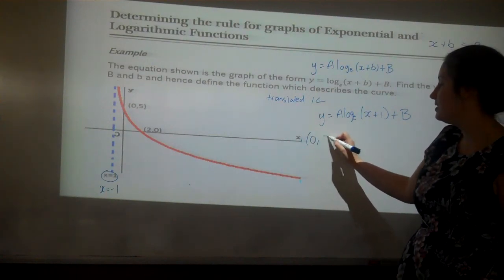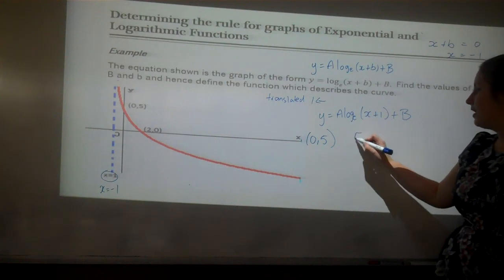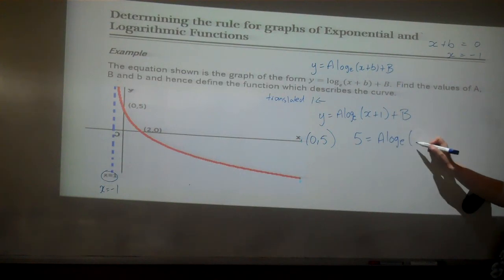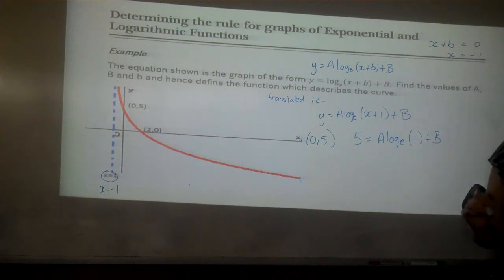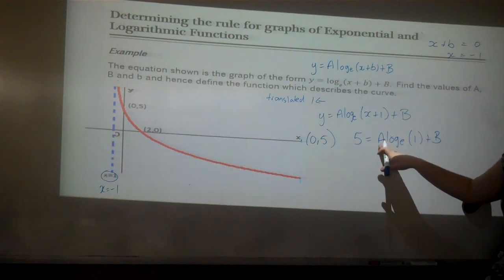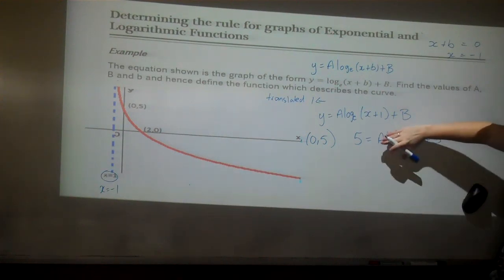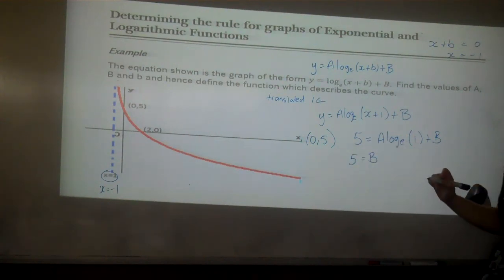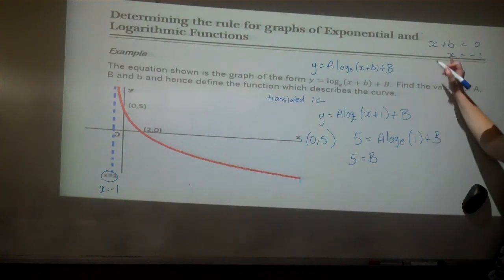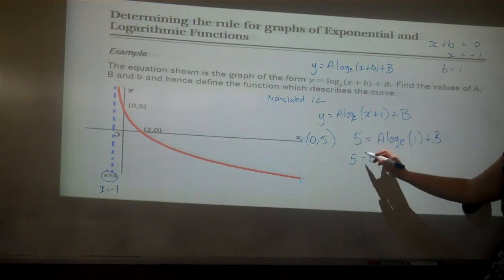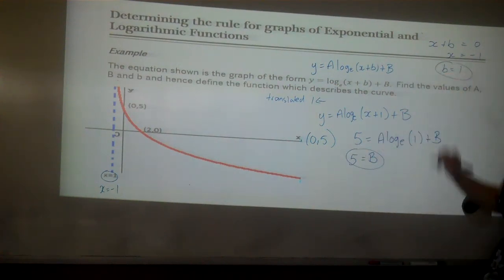If I substitute in the point 0, 5, I will get 5 where the y value equals a log e of 0 plus 1 is 1 plus b. Remember our log laws. Log of 1 is always equal to 0. So that means therefore I have a times 0, which is 0. So this whole term will disappear. And I will be left with 5 equals b. So we've now got our value of b up here we found was positive 1. Our value of capital B here we have is 5.